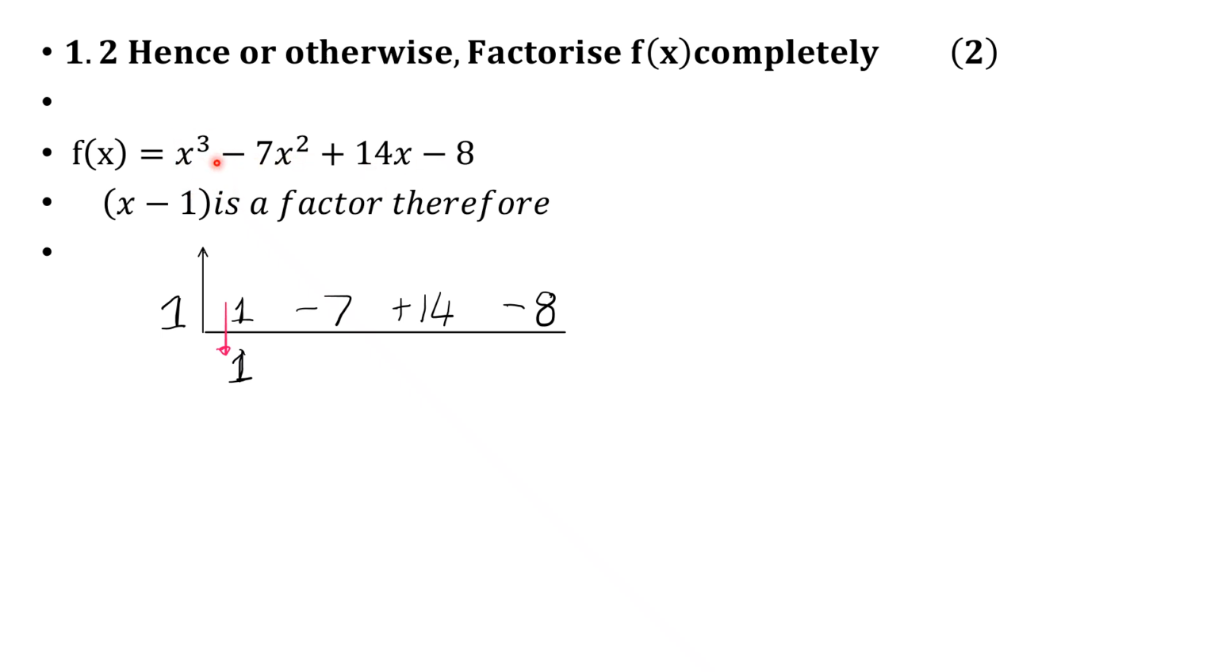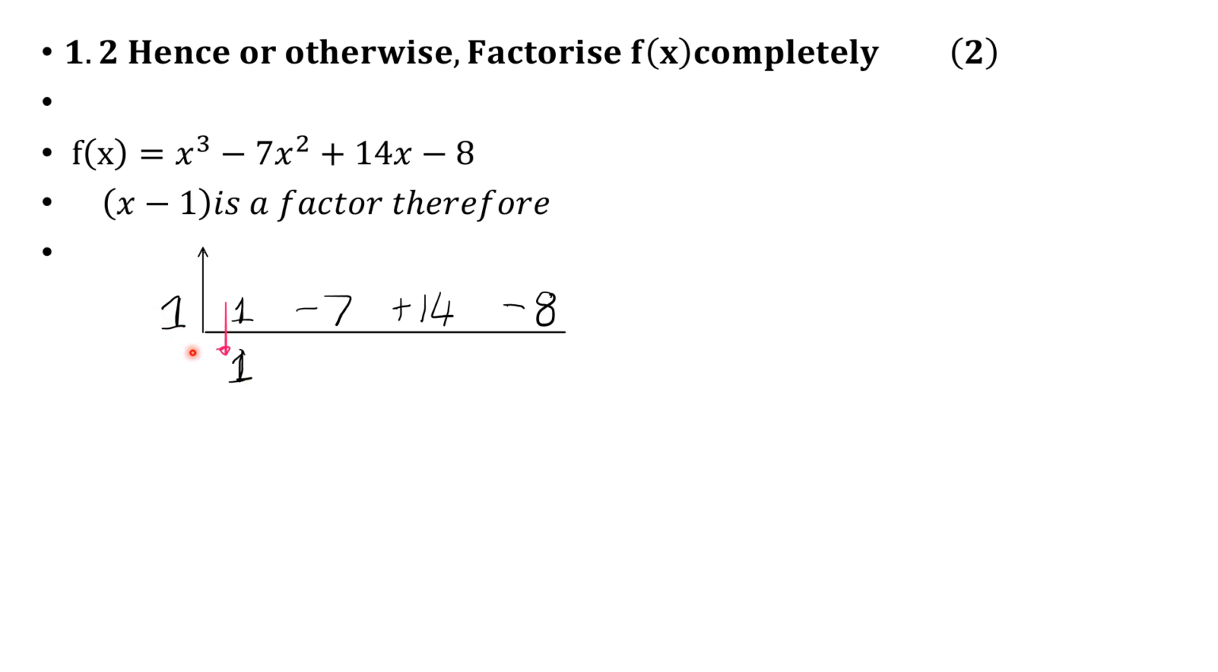So the coefficient of x cubed is 1. Coefficient of x squared is minus 7, 14 and negative 8. So I write the coefficients on that line. Because x minus 1 is a factor, I substitute 1 in it. So first process, I carry the value 1 down.